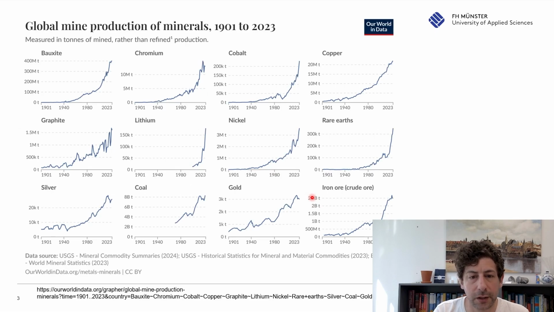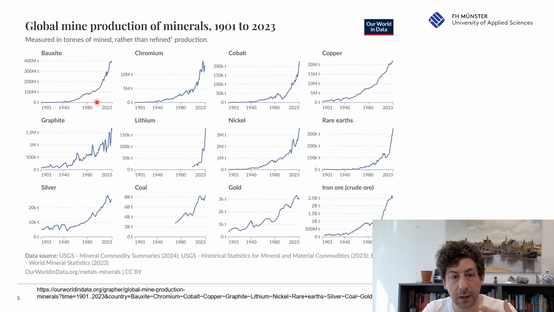And with this, I would like to show you this slide, and this is the global mine production of minerals. And this ranges from 1901 to 2023, so more than 100 years. And here are some selected materials like bauxite, which is used, 95% of bauxite are used to make aluminum. We have chromium, cobalt, copper, graphite, lithium, and you see how we process and mine more and more of these materials over the years. And it's more or less always an exponential growth.